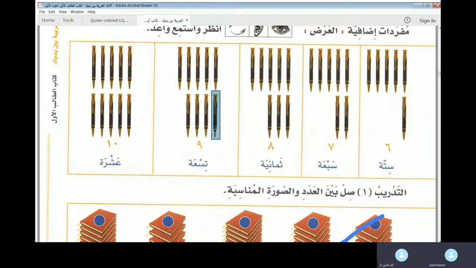Qalam, I believe. Okay, qalam, and its plural: aqlam. The plural of pen is aqlam. In Arabic we read like this: sittatu aqlam, six pens. Repeat after me. Sab'atu aqlam, seven pens. When sab'a is used with a counted noun, we use the damma.